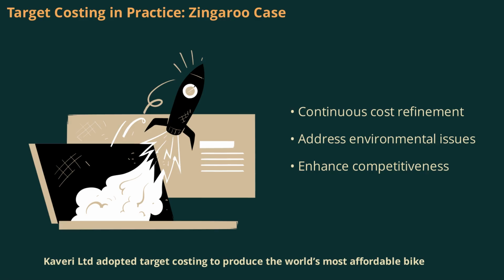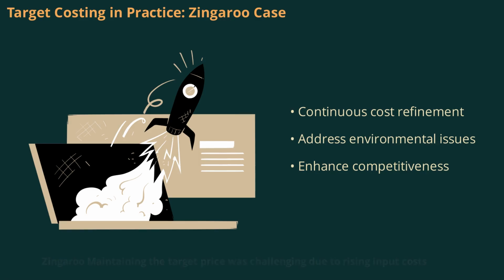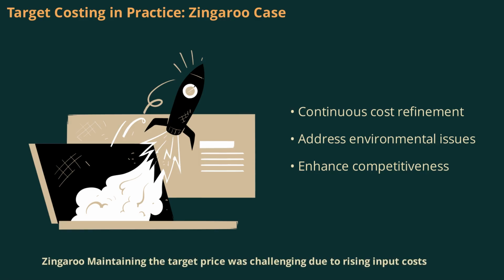Avery Limited adopted target costing to produce the world's most affordable bike, Zingaro. Maintaining the target price was challenging due to rising input costs, but the company used value engineering and Kaizen costing to continually refine the design and production process. Environmental concerns, safety issues, servicing challenges, durability, and global competition were all addressed through strategic action, such as adhering to emission norms and improving safety standards.